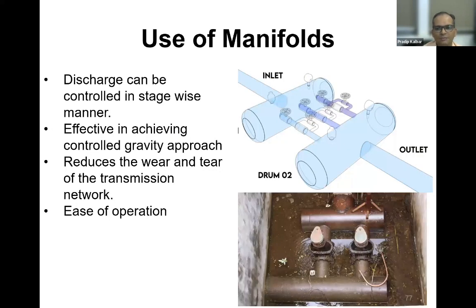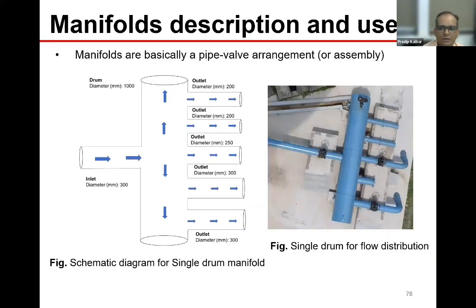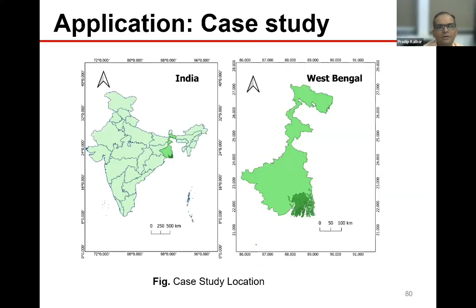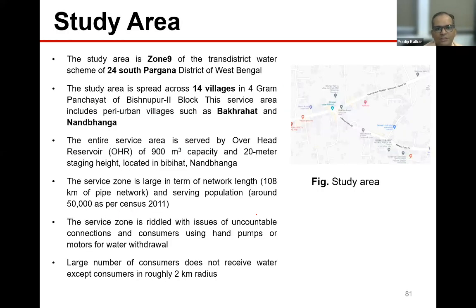So this particular model we are now working on for distribution systems. One such case we implemented in West Bengal. I'll explain the application. The application is in the Dongara region of West Bengal, because the West Bengal Public Health Department called us to work with them to solve this issue. This is in the 24 South Parganas district. They had a zone 9, and it is a multi-village scheme. In one zone there was a 9 lakh liter capacity tank with 20-meter staging height, but water was not going ahead. The service reservoir was located somewhere here.